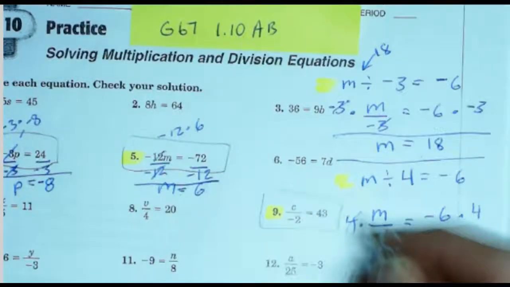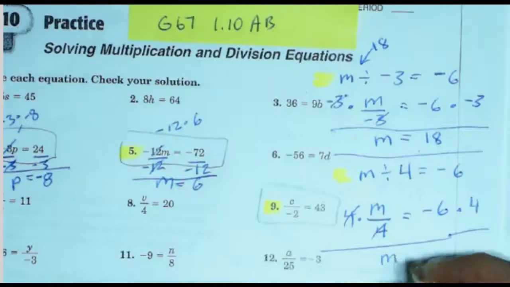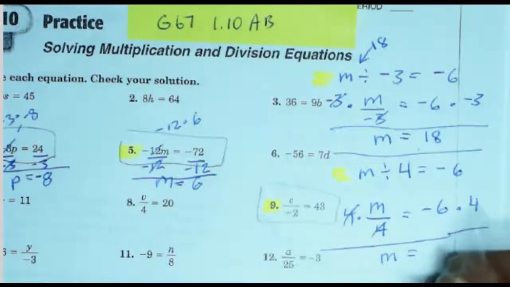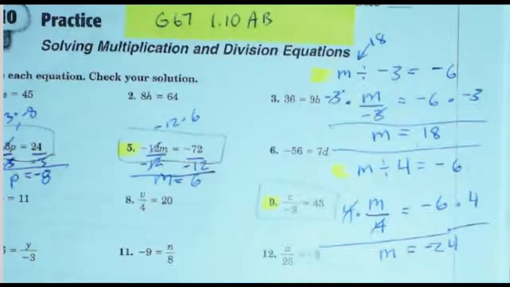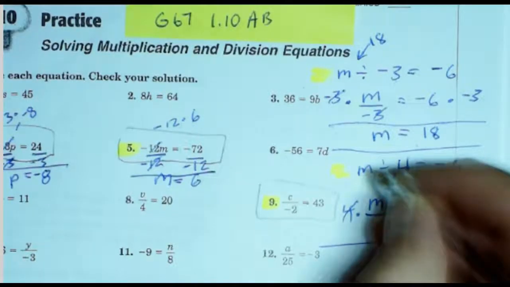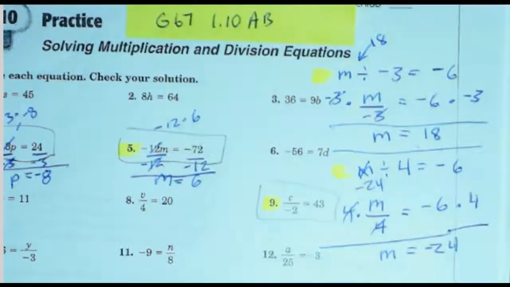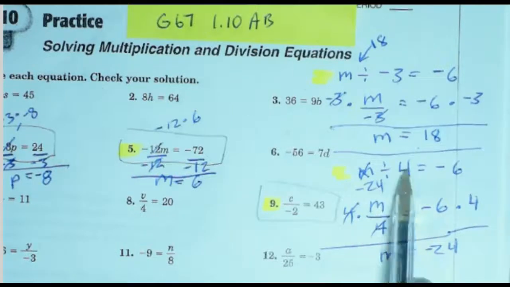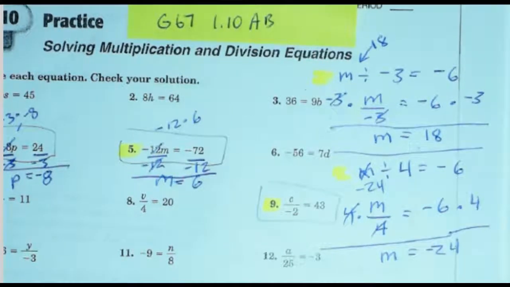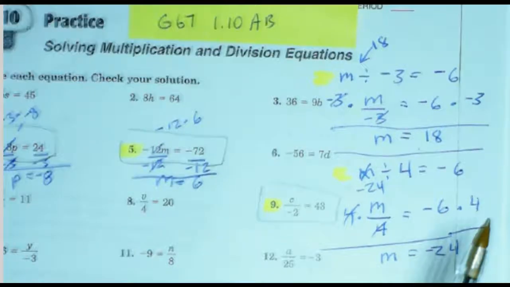Let me rewrite this in a different form. We've got the m isolated, and it equals, well, 6 times 4 is 24. We've got one negative symbol, so that's a negative 24. I'm just going to go ahead and pop that in. Negative 24 divided by 4 would be a negative 6, because 24 divided by 4 is 6, and you've got one negative symbol. Okay? This problem here is going to be the exact same type of problem.